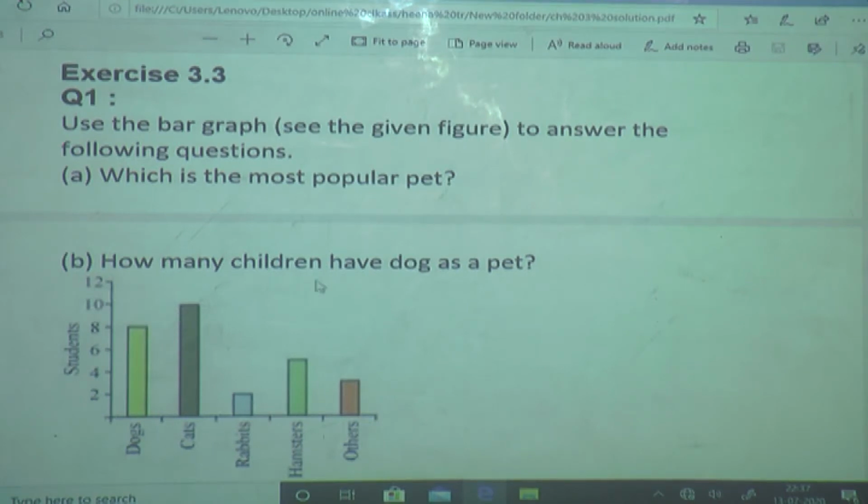How many children have a dog as a pet? You can see where the bar of the dog is. Yes, the first bar is given as dog. We have to compare it with the y axis. We can find where this bar ends, that is on 8. So we can say the number of students who like dogs was 8.